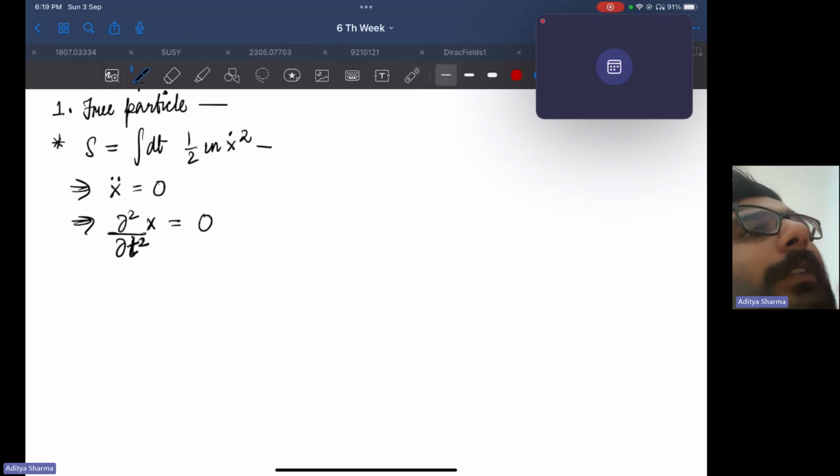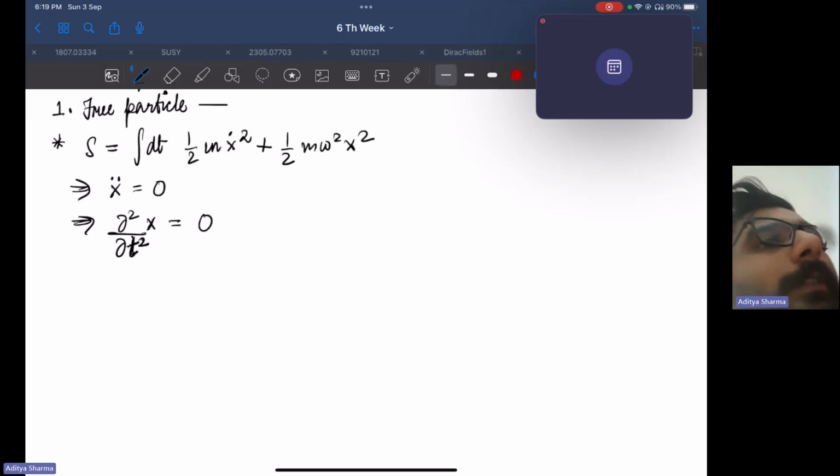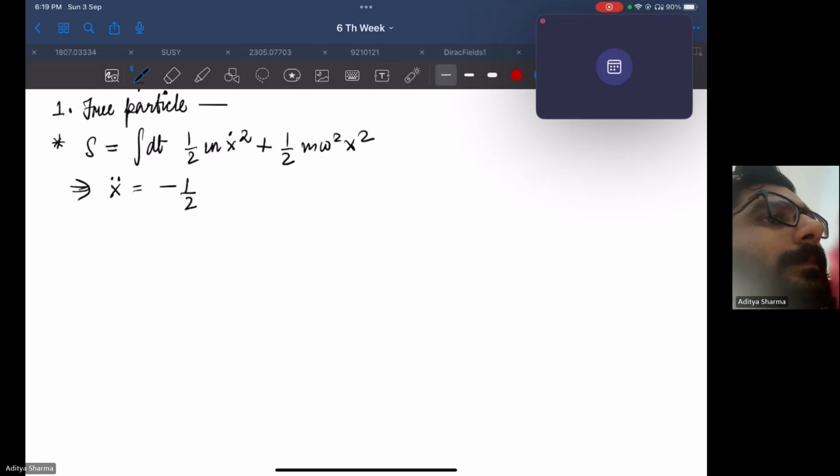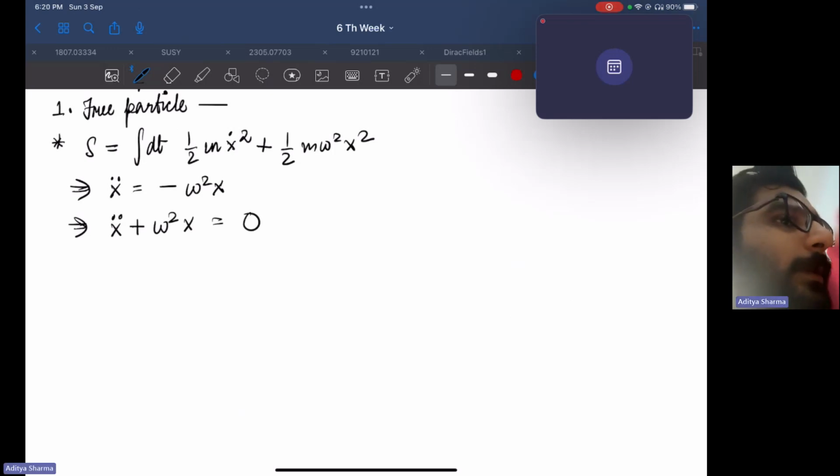Let me take the harmonic oscillator as half m omega x square. So this will give minus, and here we will run into the same problem.